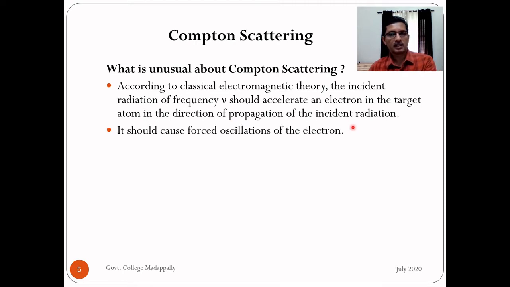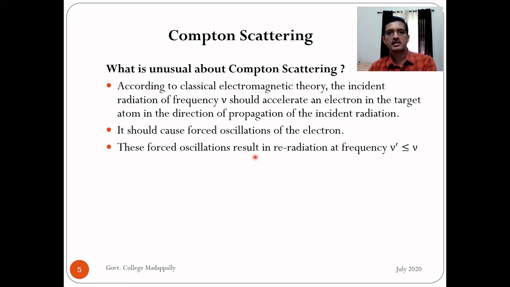This is according to classical electromagnetic theory, and it should cause forced oscillations of the electron. These forced oscillations result in re-radiation at frequency nu prime less than or equal to nu. So the electron can undergo forced oscillations by the oscillating electric field in the incident radiation, and when a charged particle is undergoing oscillation, it will re-radiate at a frequency.